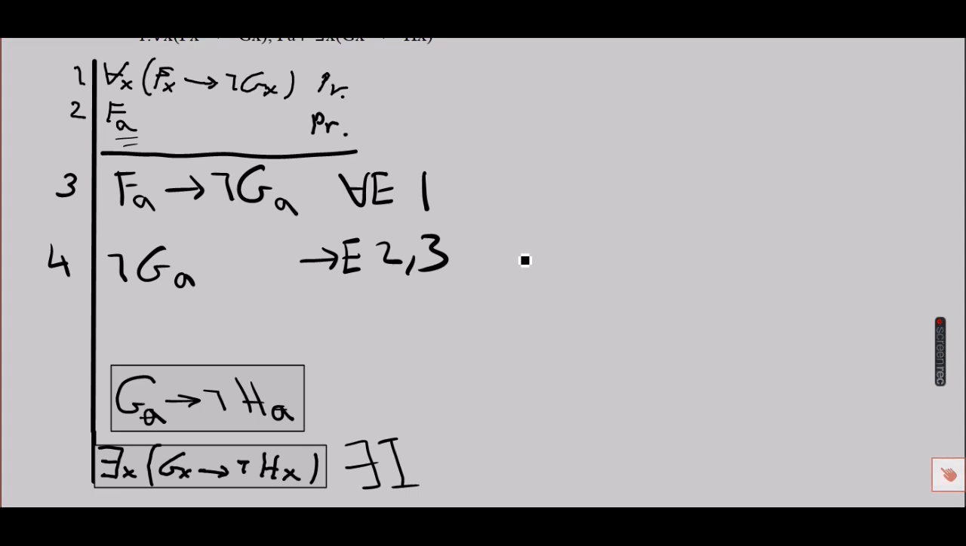Well, it turns out that I can. If you remember from derived rules, there was a rule that tells us that if you have not A, from that you can get A arrow whatever you want. The rule is called PMI. Now here, since we have not GA, we can get GA arrow whatever we want. And in this case, we want not HA. So we get GA arrow not HA from line 4 using the rule PMI.